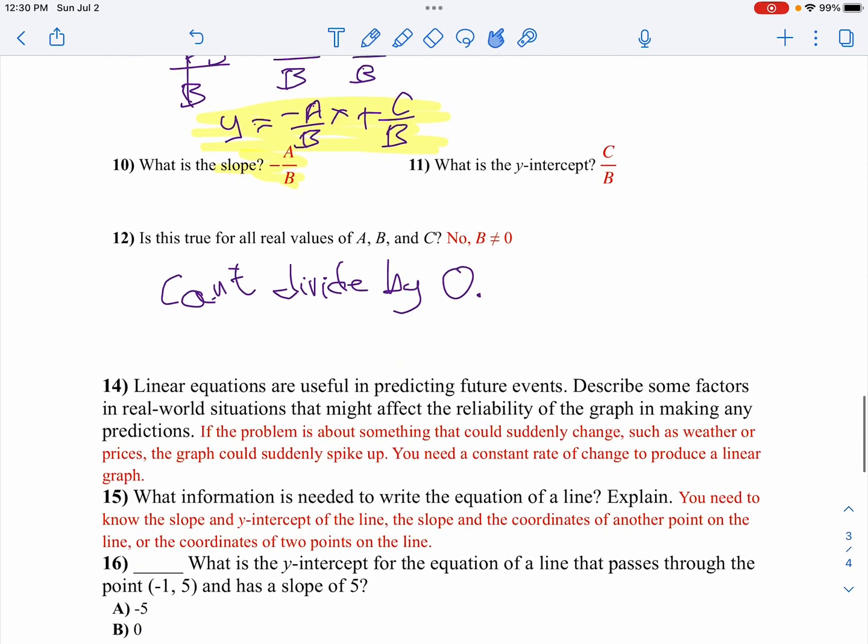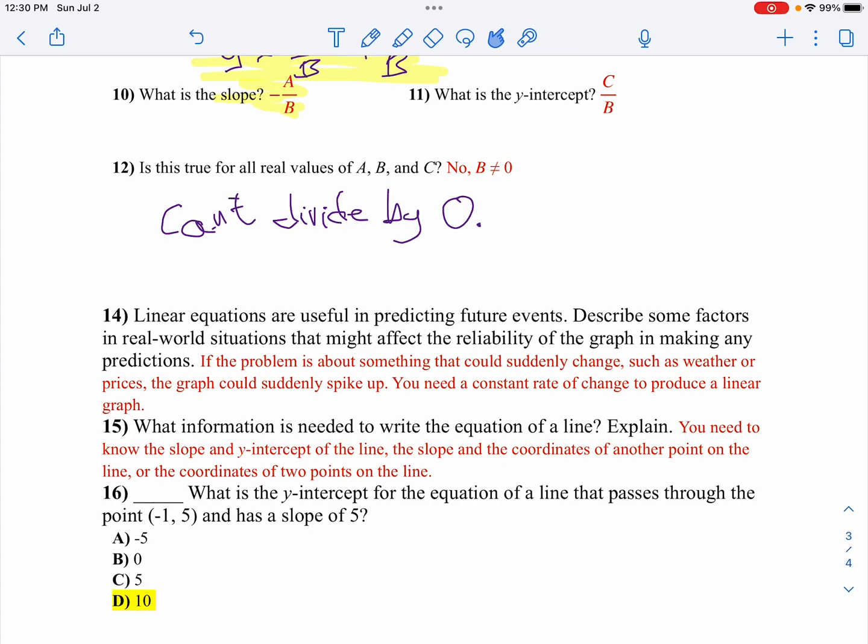On question 14, I want you to describe some factors that might affect the reliability of making predictions. Well, things can change. So if it changes, then your slope is going to change. So if your slope changes, then you can't predict it for the future. That was the problem we talked about with gasoline prices in the seminar. If they change, then we can't make predictions.